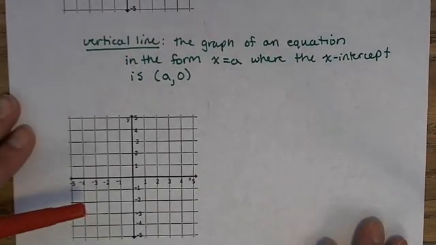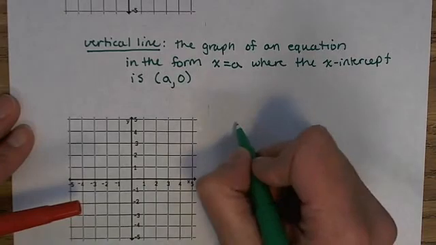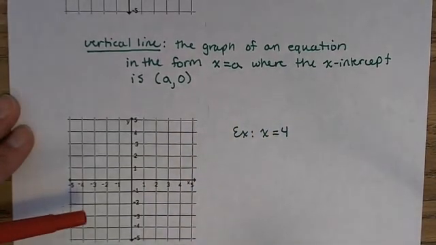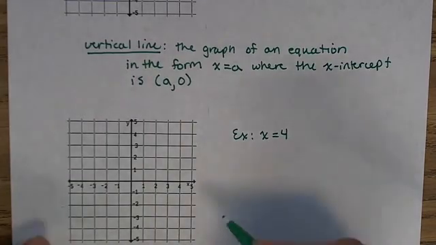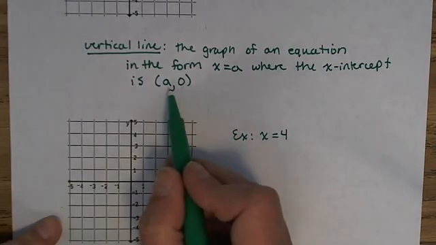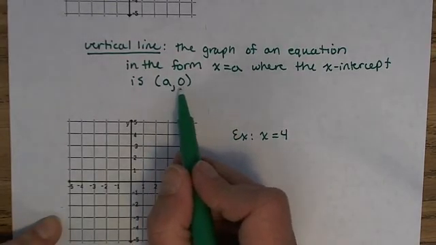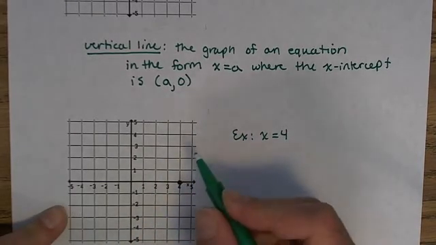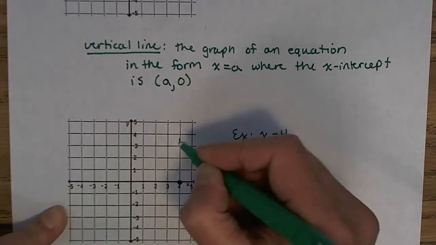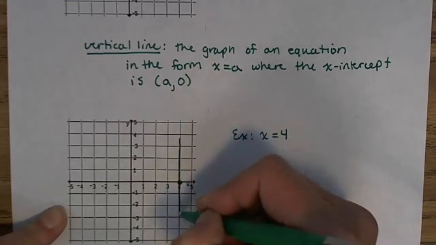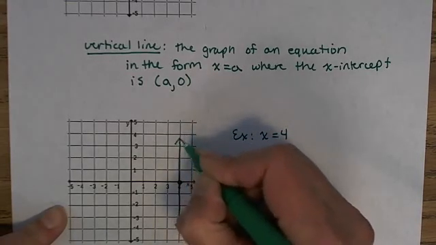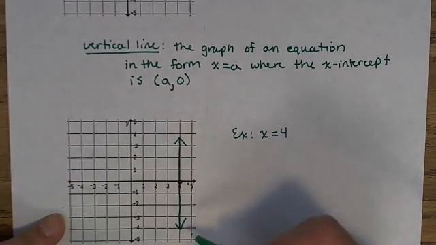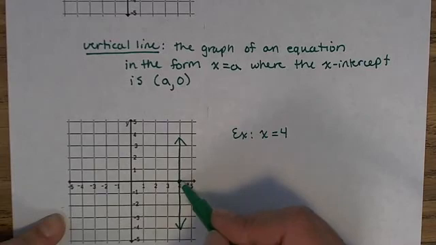So let's take a look at an example here. The example I'd like to look at is x equals 4. If I'm looking at x equals 4, it has an x-intercept of 4, 0. So 1, 2, 3, 4. There's my x-intercept, and it is a vertical line through that particular point. All right, so it's a vertical line here. It goes through the x-intercept.